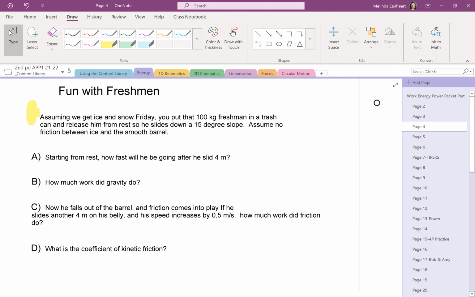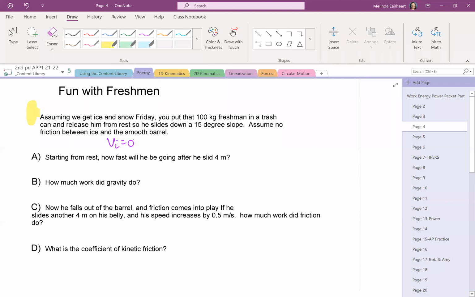Assuming we get some ice and snow some Friday, you put a 100 kilogram freshman, or it could be brother, sister, or friend, in a trash can. You're not trying to hurt them. Maybe it's not full of trash. And they release them from rest, so initial velocity is 0. He slides down a 15-degree slope. Careful, it's not 15 meters. It's a 15-degree slope. So it's an icy slope.